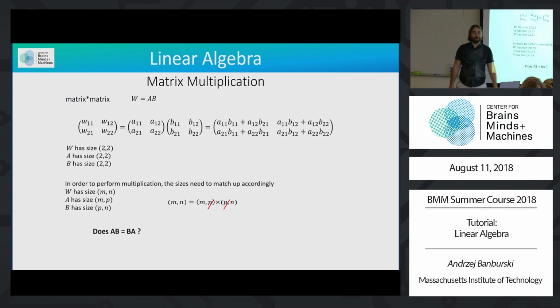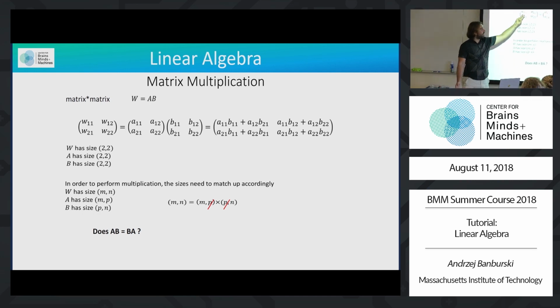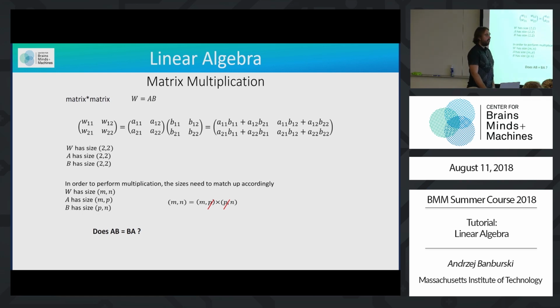So maybe a quick question to someone who's not proficient in linear algebra. If you multiply A times B, is it equal to B times A? In general, we say that the multiplication of matrices is non-commutative. So in most cases, it's actually not true. It's very easy to see cases where it is true.